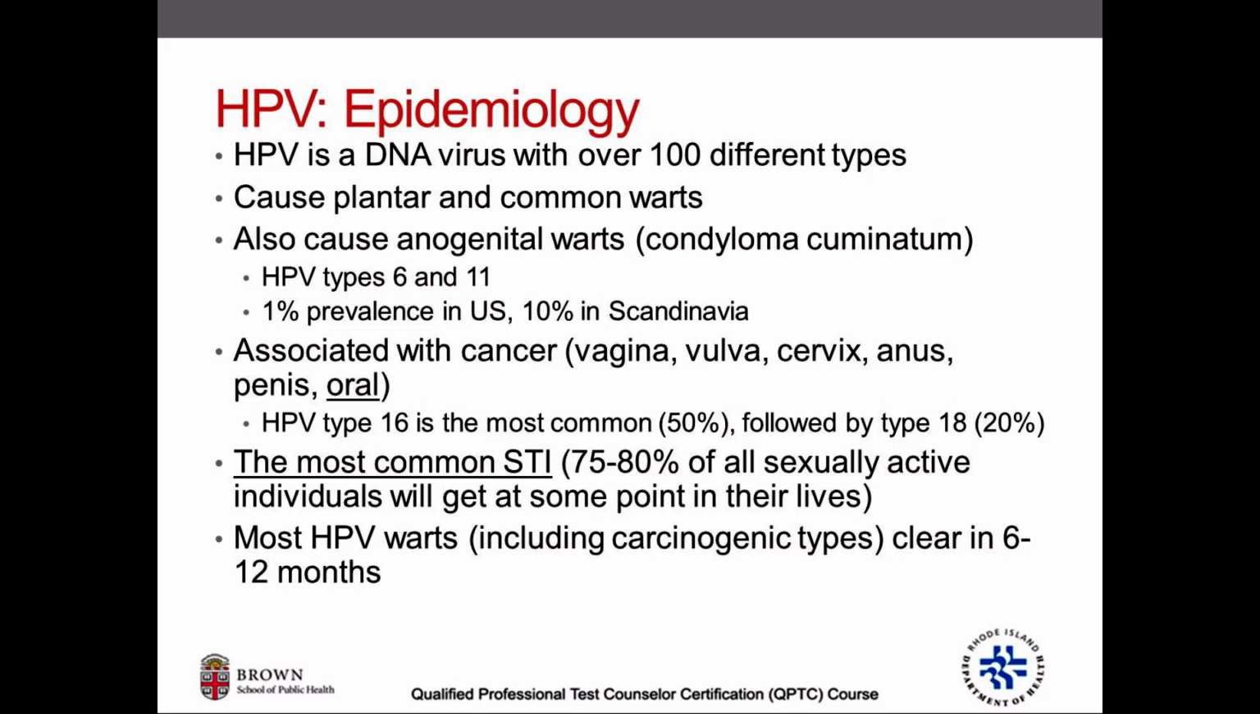In people that have cancer with HPV, types 16 and 18 tend to be the most common cancer-causing types of HPV. HPV is the most common STI in the world. It's estimated that upwards of 80% plus of anyone who's sexually active will get it at some point in their lives.